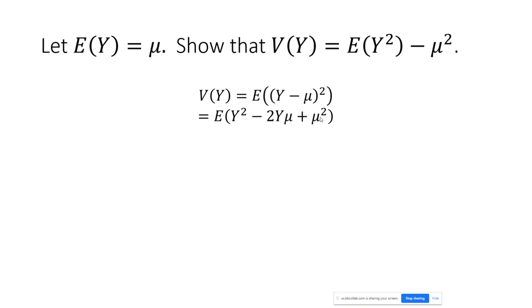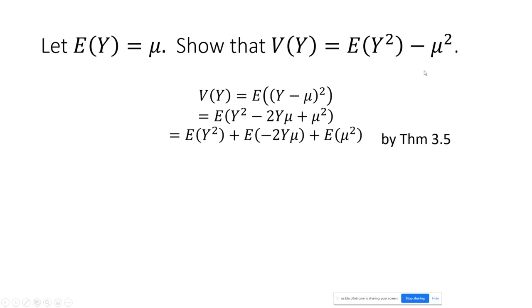Any ideas about what we could do next to simplify this? Yeah, we can split this expected value up across the addition and subtraction. So we can turn this into the expected value of y squared plus the expected value of negative 2y mu plus the expected value of mu squared. So that's using theorem 3.5.